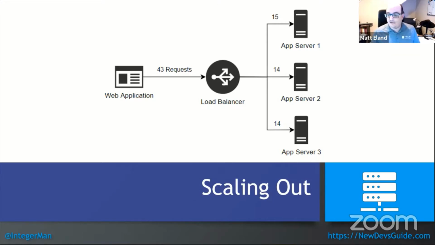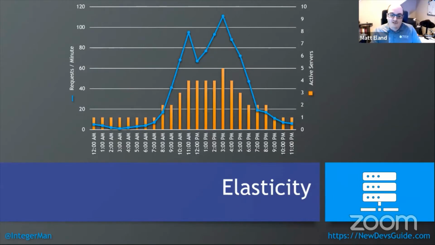But it lets you scale a little bit more dynamically. And we call this elasticity. So with elasticity, I do apologize for this graph. I have two legends going on. This one on the right is the number of servers, and that corresponds to the orange bars. And the blue is the number of requests per minute, like we saw before. But with the elasticity, we can say, hey, most of the time we only need one server going on.